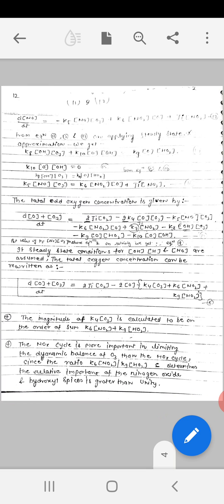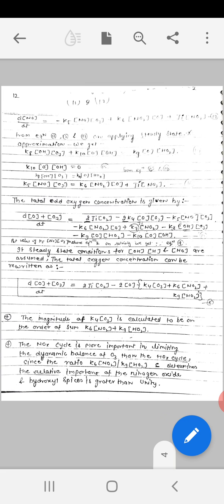The total odd oxygen concentration is given by d/dt of [O] + d/dt of [O3], या d/dt of [O] plus ozone concentration. This is given by equation 17: 2J[O2] - 2K4[O3][O] - K5[NO][O3] - K6[NO2][O] + K7 or J[NO2] - K8[O][O3]. Put the values of K5[NO][O3] in the above equation, and on solving we get equation number 18.